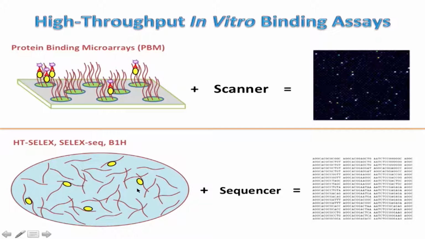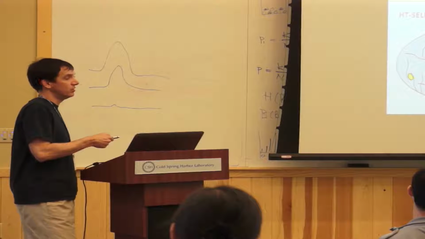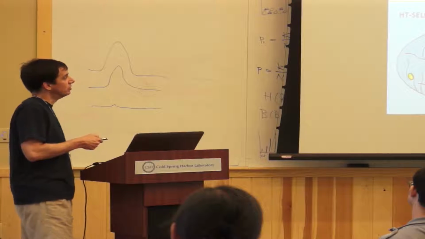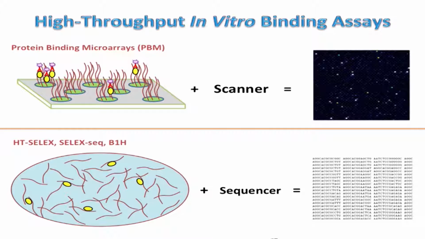Now we just sequence. We select, of course, for the protein of interest, and then the DNA oligos that we pull down with the protein, we throw into a sequencer. And so the data that we get from this new generation of binding assays is sequence reads, FASTQ files.